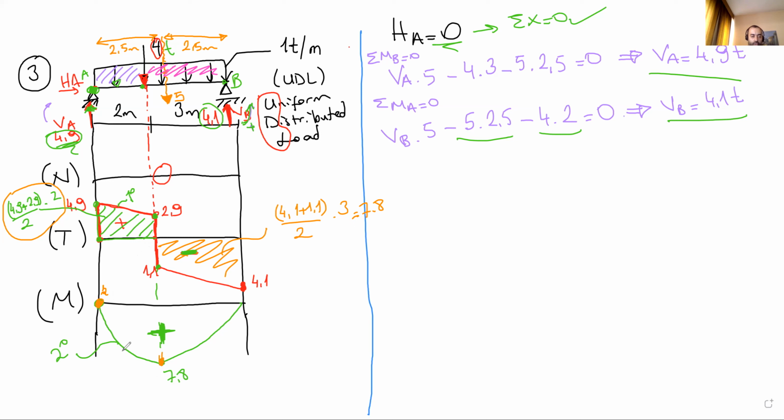Actually, we don't know the actual curve drawing. That's okay, but you can make a curvy drawing here. But don't forget to write here: this is the 2nd degree curve. That's okay. Now we are here.